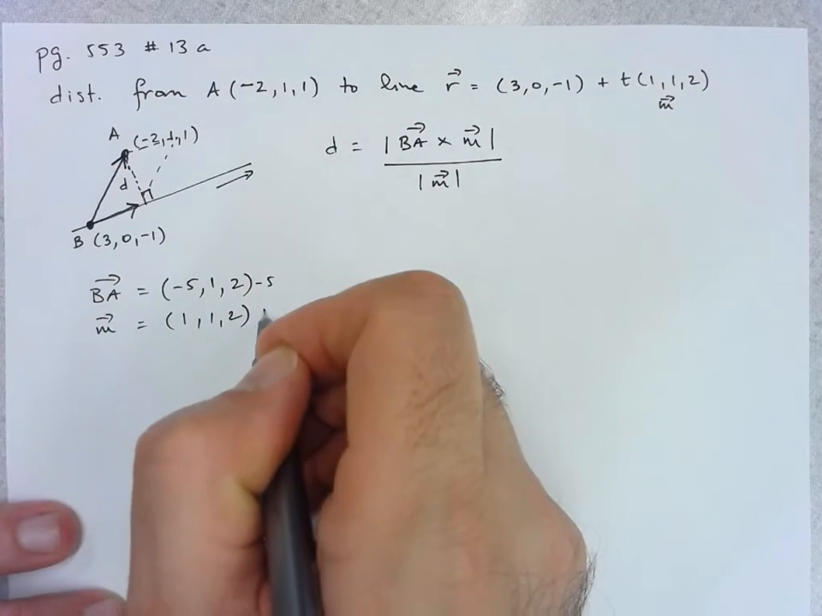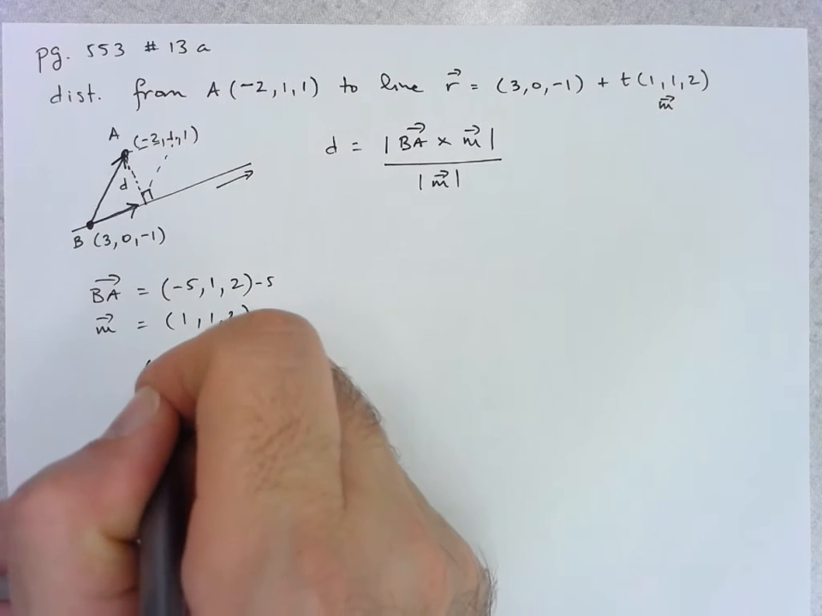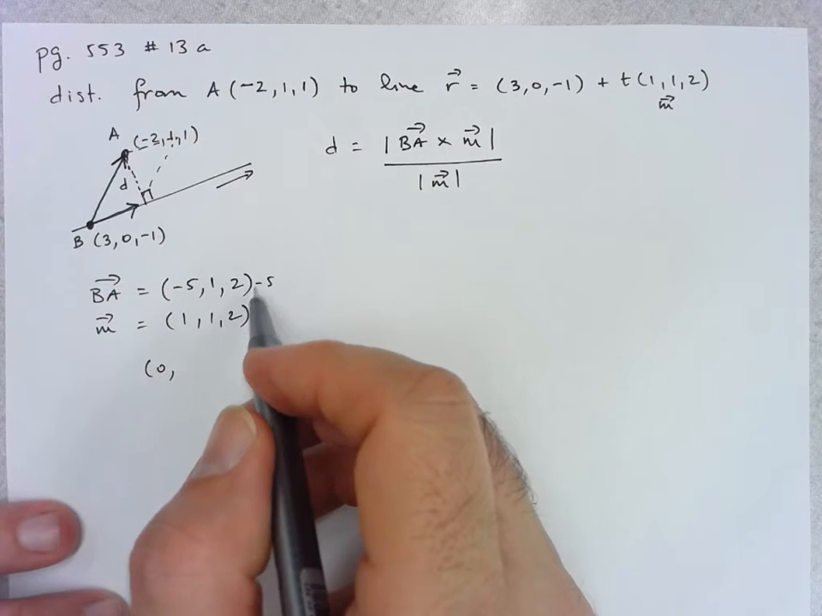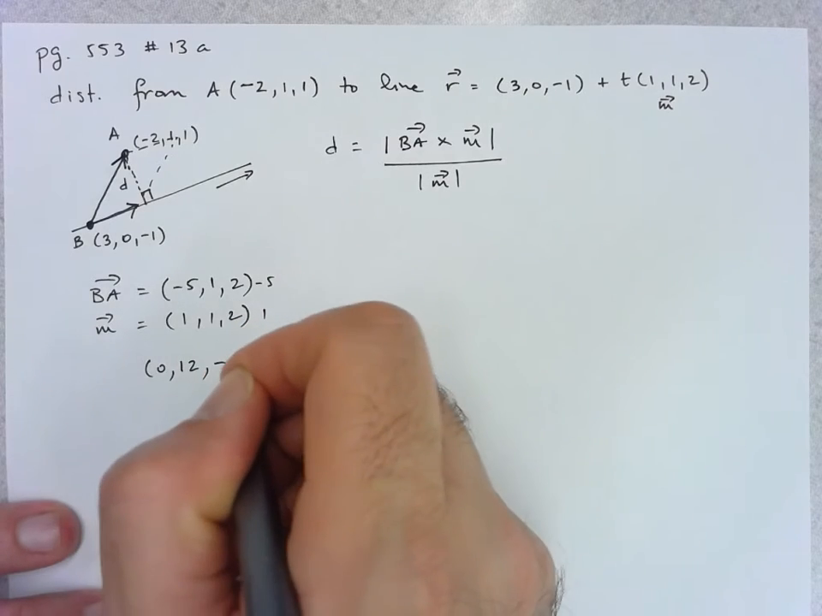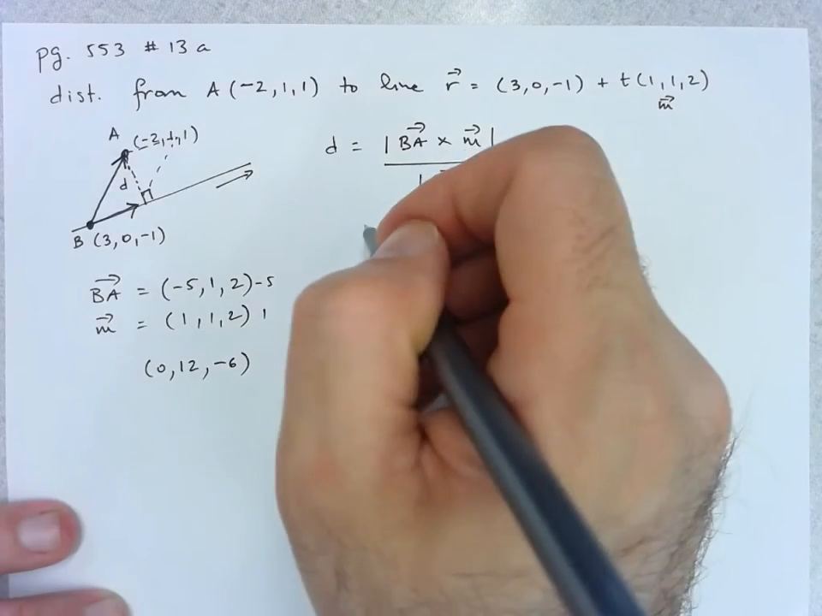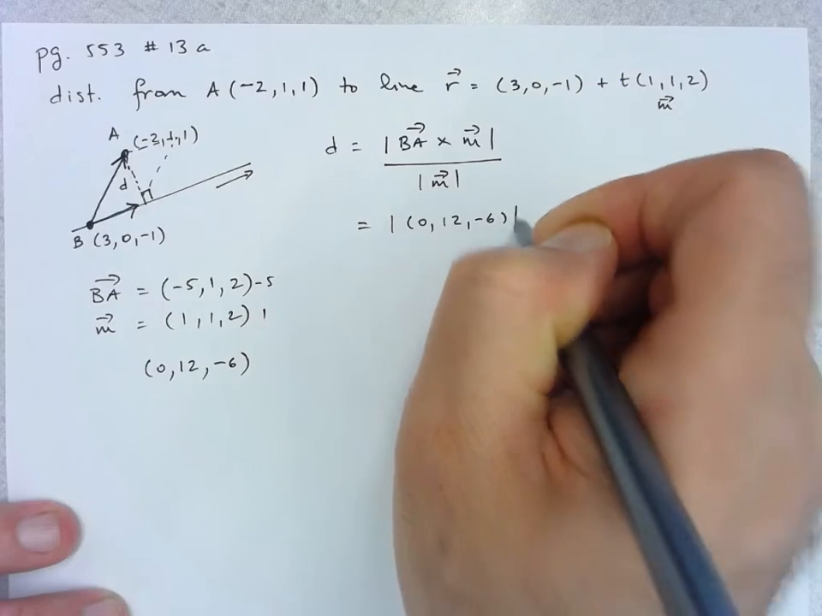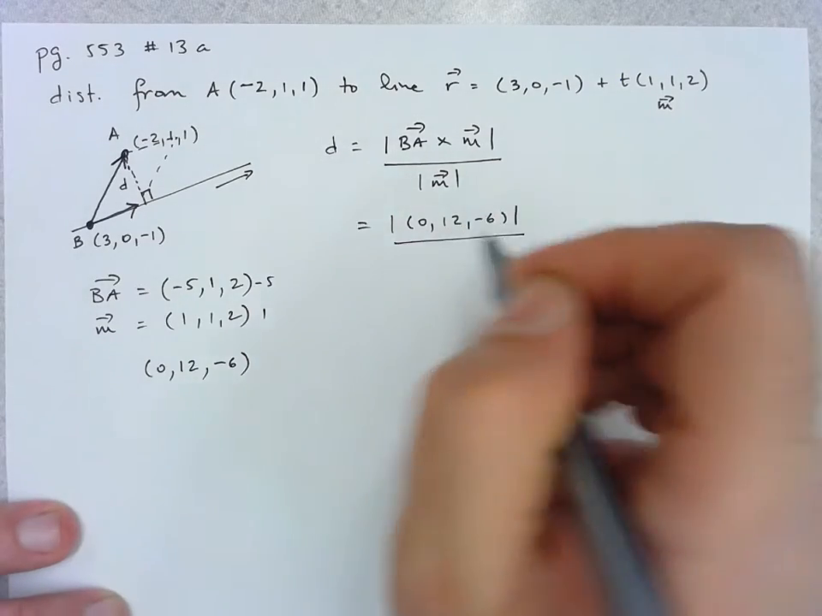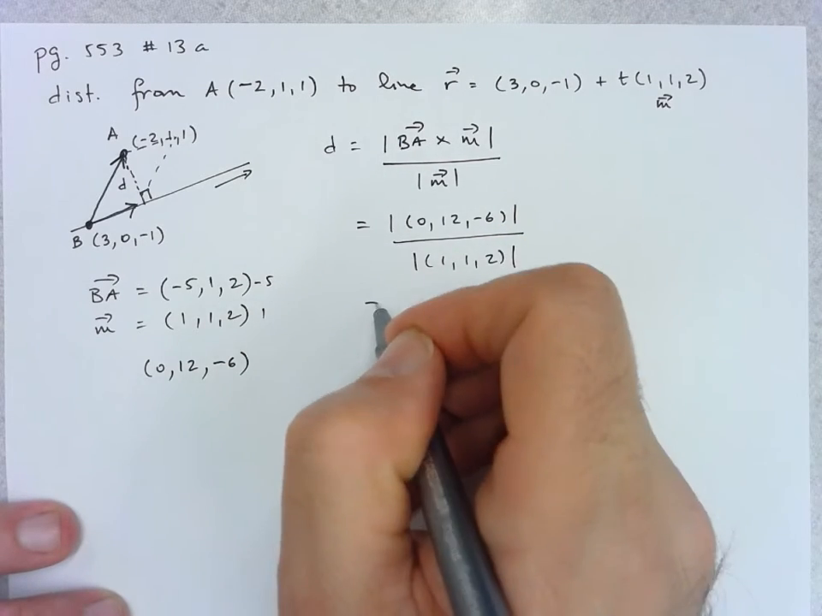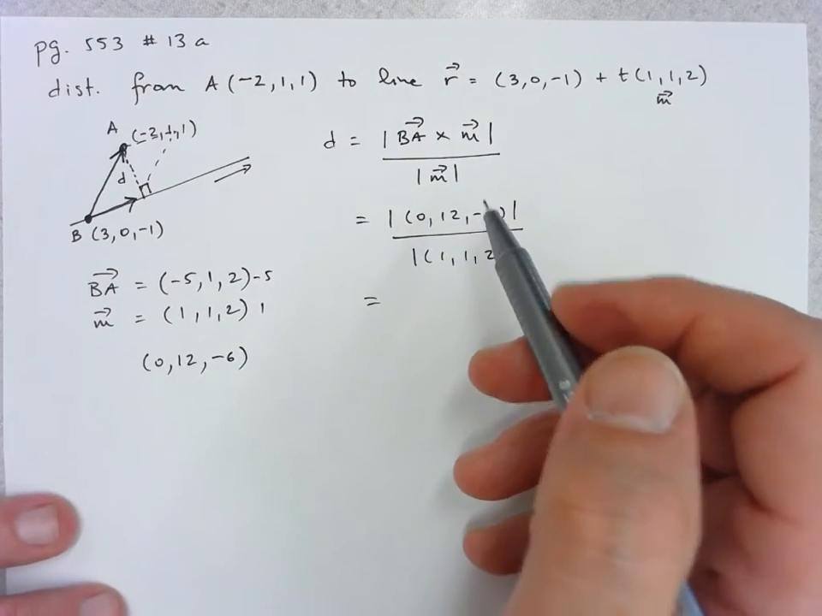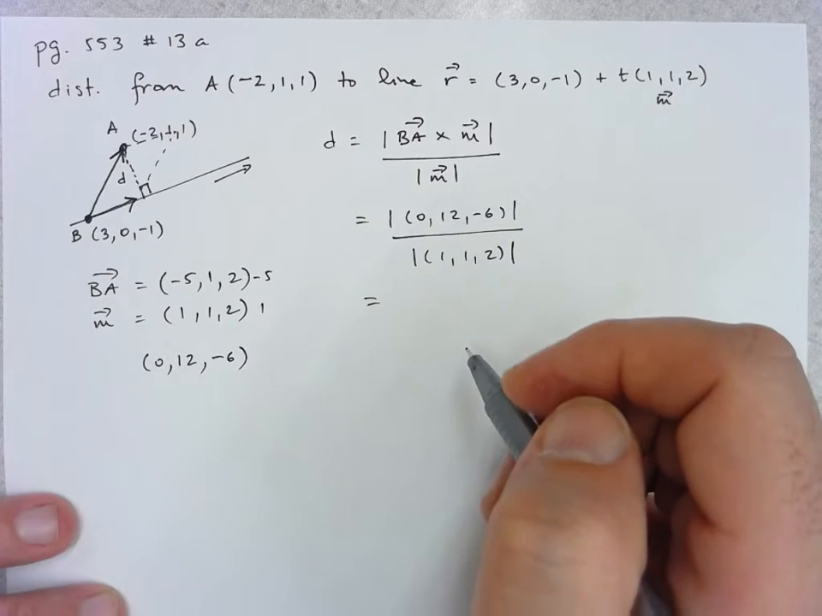So I'll find the cross product here. So put the negative 5, put the 1, and the cross product is just going to be given by 2 minus 2 is 0. Here we have 2 plus 10 is 12, and here we have negative 5 minus 1 is negative 6. So this is just going to be the magnitude of the vector 0, 12, negative 6, the one we just found by taking the cross product, divided by the magnitude of the vector m, which is just 1, 1, 2. Of course, if you've memorized this formula, that's great. If not, you are able to generate it fairly easily if you remember this idea of the area of a parallelogram.